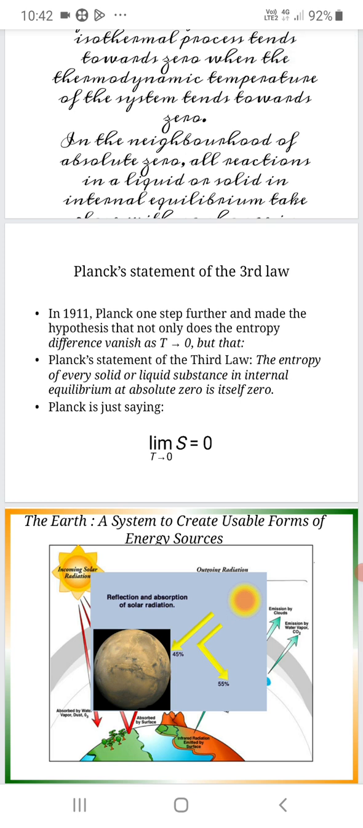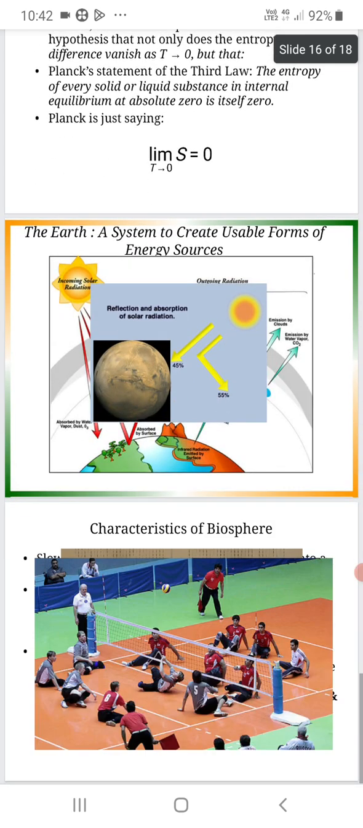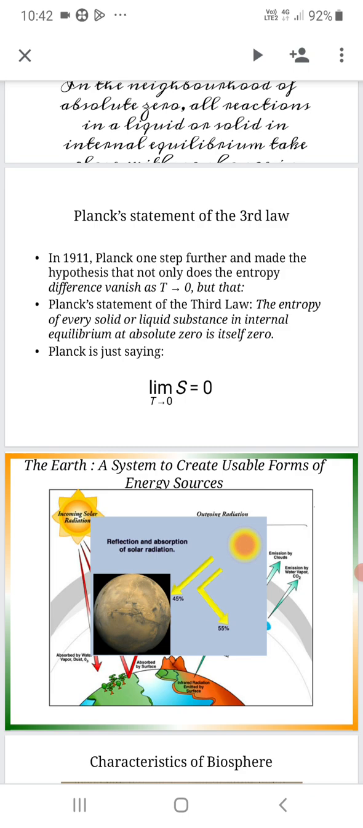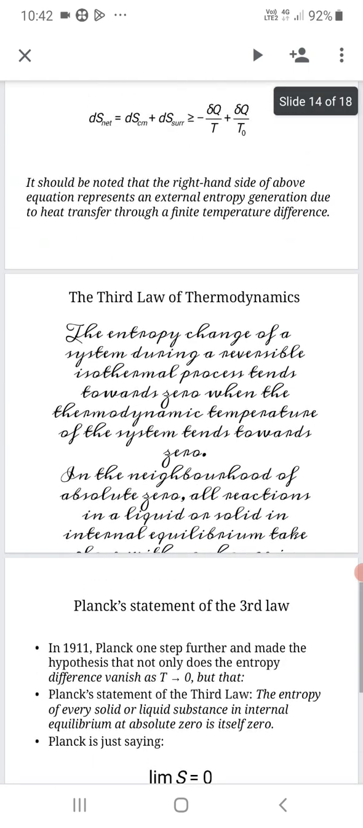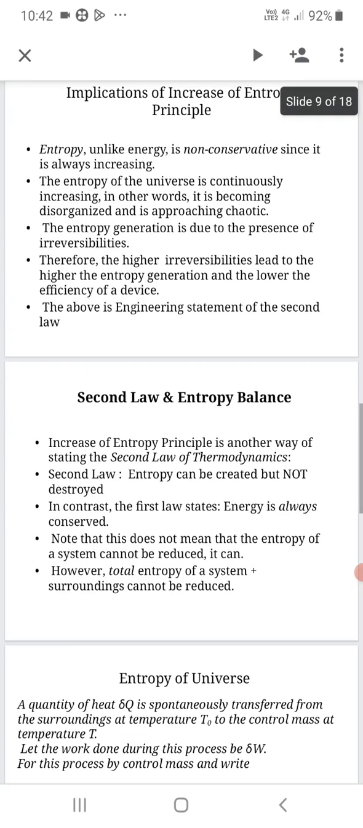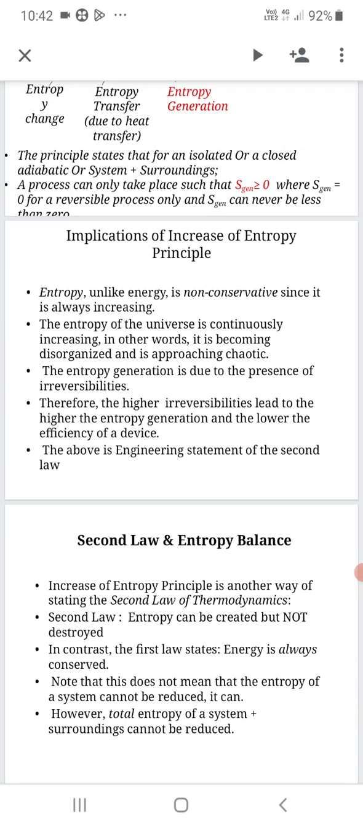That is the third law, that a system to create usable forms of energy sources and characteristics of the biosphere is also a form of entropy only. So the third law of entropy is under the process, and the second law of entropy is there.